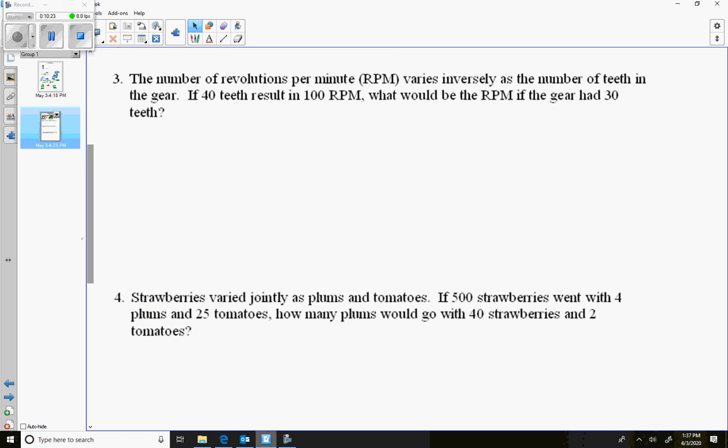So number 3, the number of revolutions per minute varies inversely as the number of teeth in the gear. If 40 teeth result in 100 RPMs, what would be the RPM if the gear had 30 teeth? Okay, when you see that right there, varies inversely, that already tells you what type of problem it's going to be. So, revolutions per minute, RPMs, vary inversely, tells me to divide, as the number of teeth.